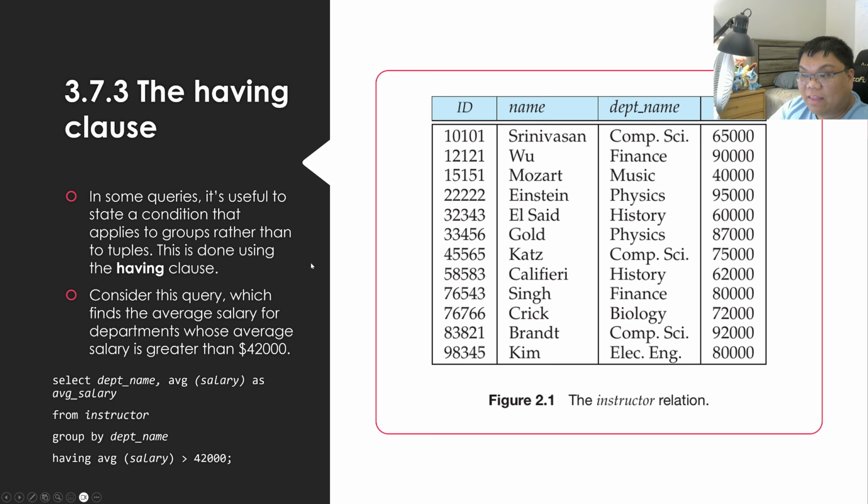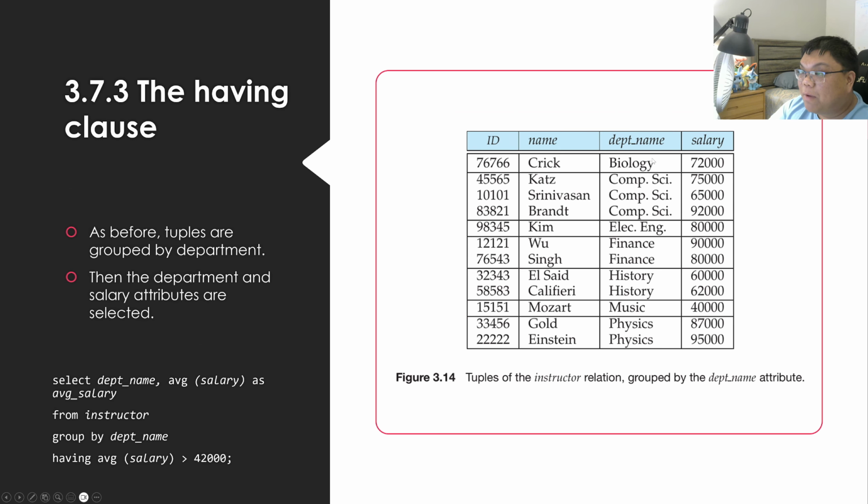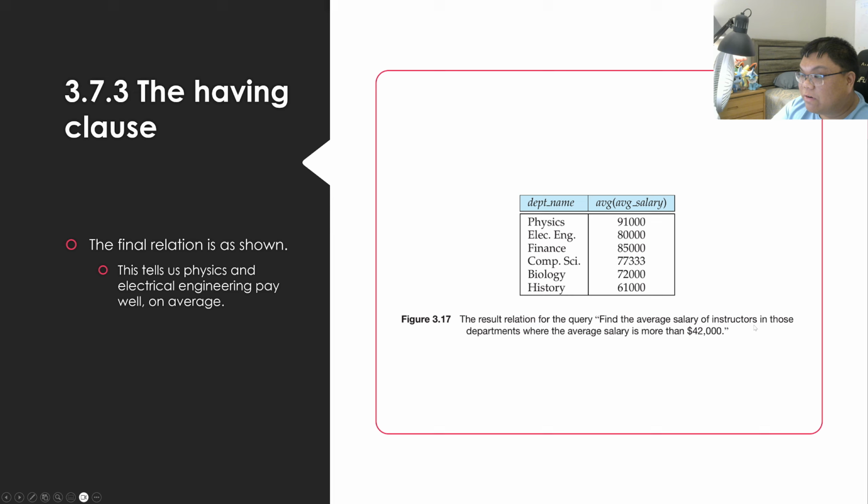Let's try it out. First, we group all rows by department name. Then, we select the department and salary attributes. And now, we can find the average of each grouping. And then, we only consider the departments whose average salary is greater than 42,000. And here's the result of that. Find the average salary of instructors in departments whose average salary is more than $42,000.